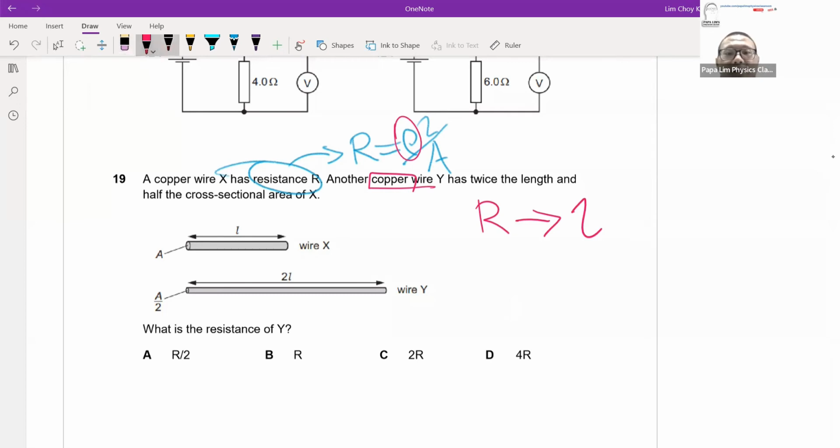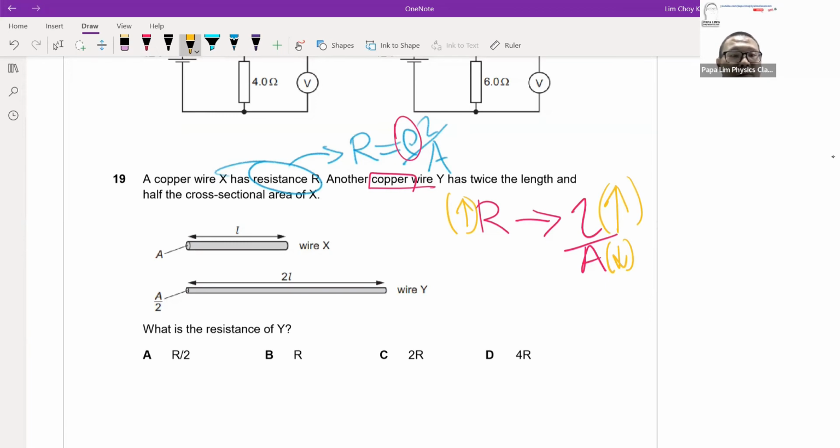It actually depends on your L and your area. So I'm saying that my resistance will increase when the length of the wire increases or the thickness of the cable decreases. So how much would the resistance change?